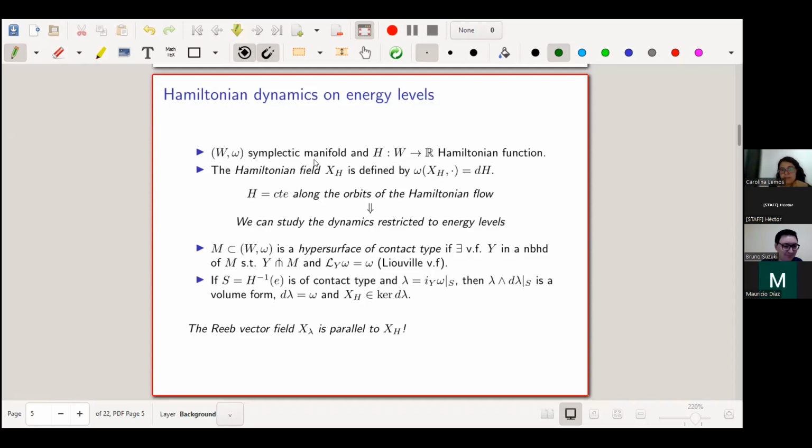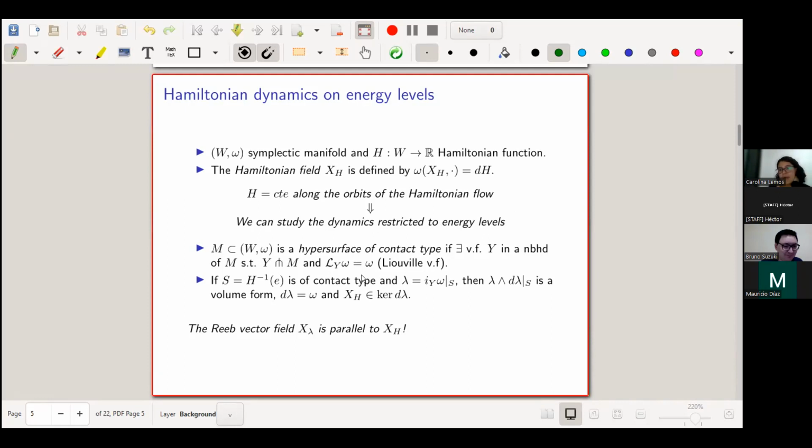Because if you have any symplectic manifold and a Hamiltonian function on it, then you can define the Hamiltonian vector field by omega of X_H, is equal to the differential of the Hamiltonian. It's easy to check that the Hamiltonian is constant along the orbits of the Hamiltonian flow. So you can study the dynamics restricted to energy levels, because all the orbits lie in energy levels.